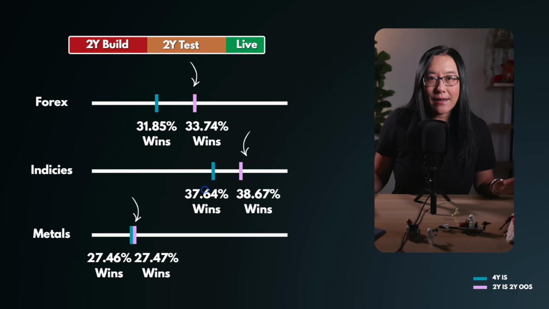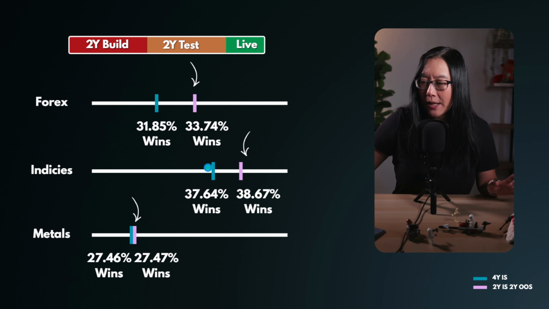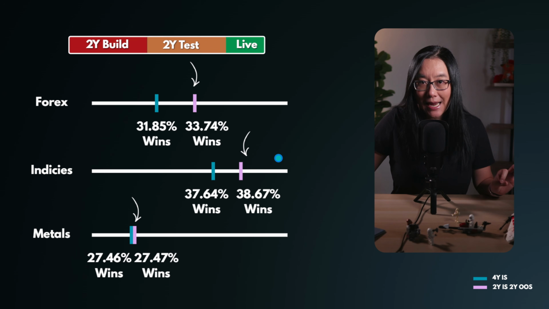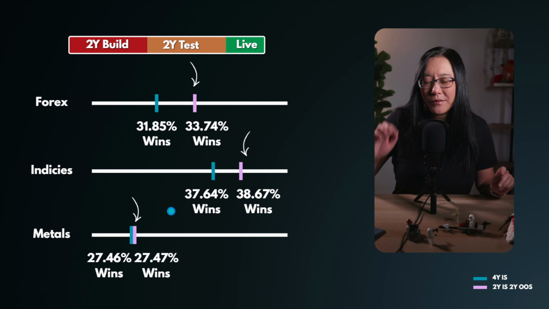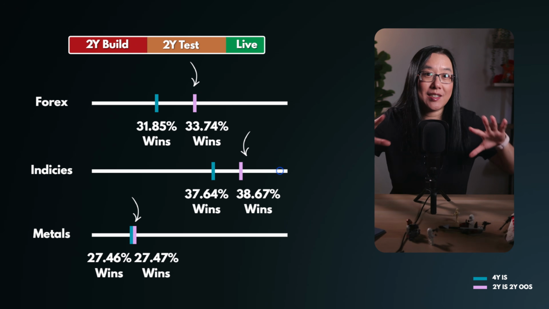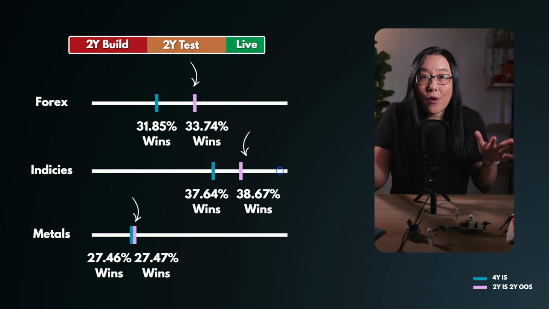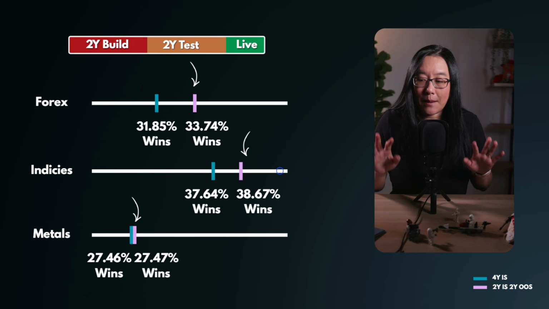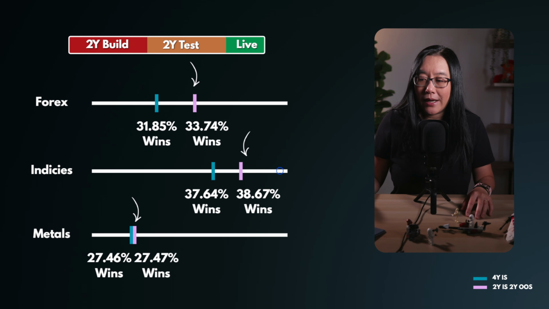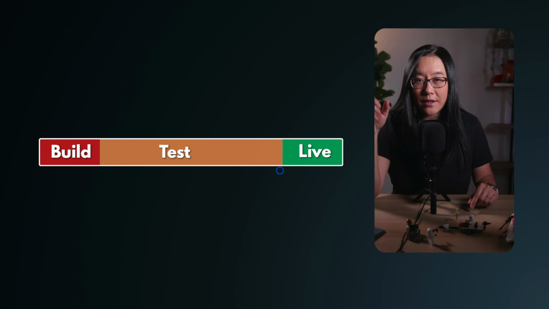Let's break that down again and take a look at them individually. Forex went from 31% to 33%. Indices went from 37% to 38%, and metals, it's about the same. This is great. This is so good. And all we've done is make one tiny tweak to our process. And we can already see an improvement in the number of profitable strategies we're trading already. But can we make this even better? What if we reduced the amount of data for the build step even further?